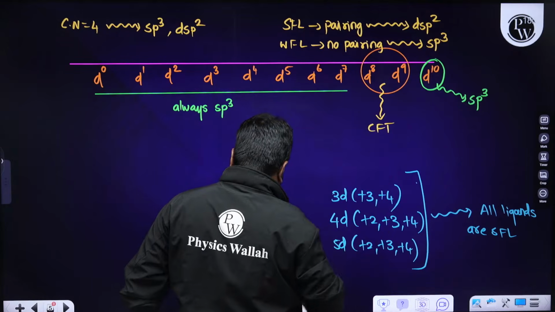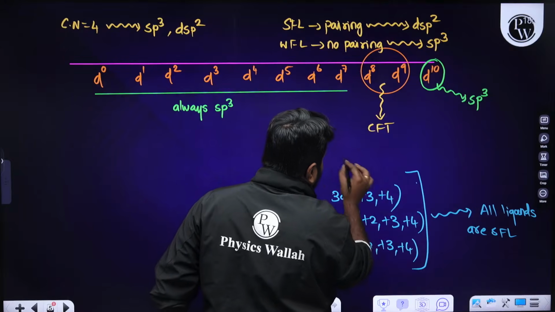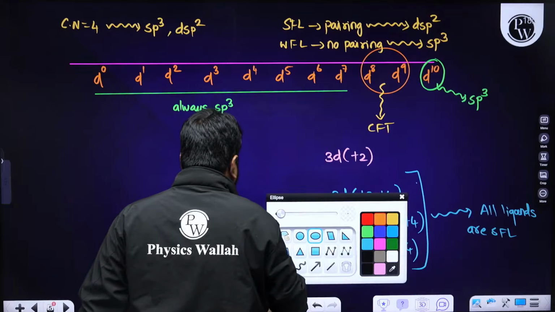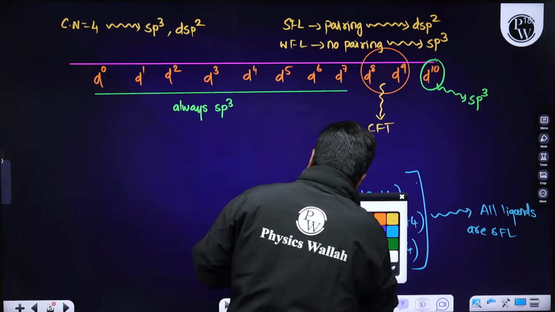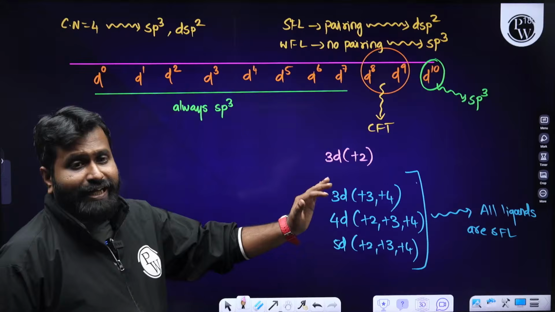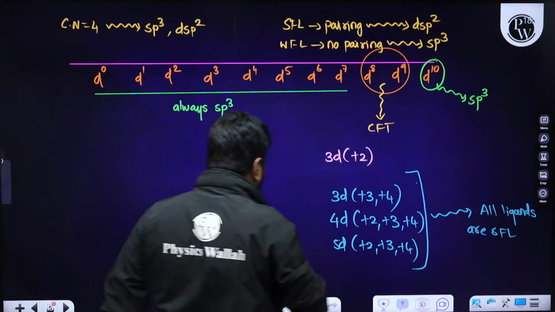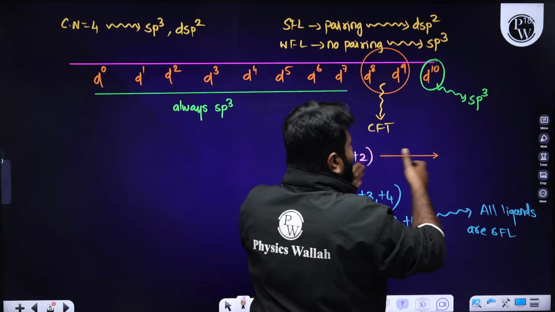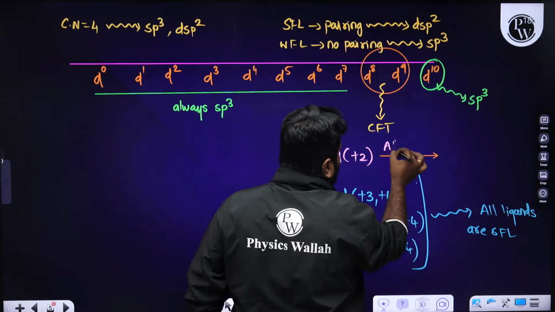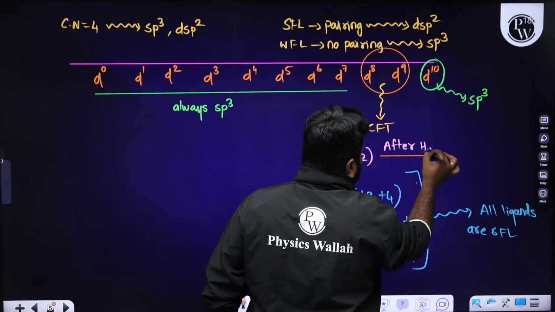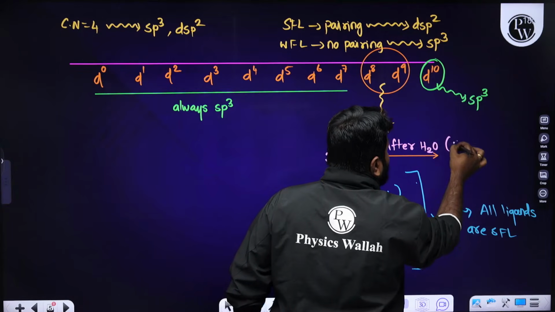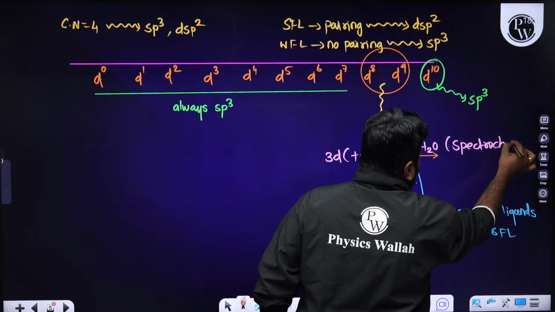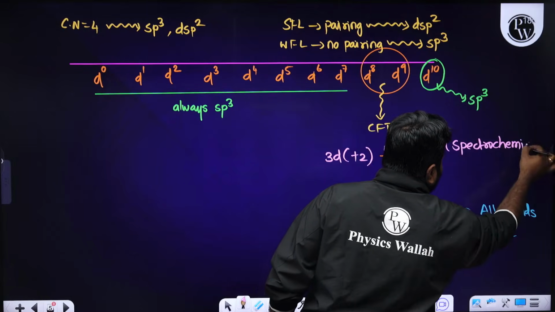Suppose I have a 3d series metal present in +2 oxidation state, then definitely we need to think two hybridizations are possible. What are the two hybridizations that are possible? Listen carefully. After H2O ligand, in the spectrochemical series. I hope everyone knows the spectrochemical series, right?